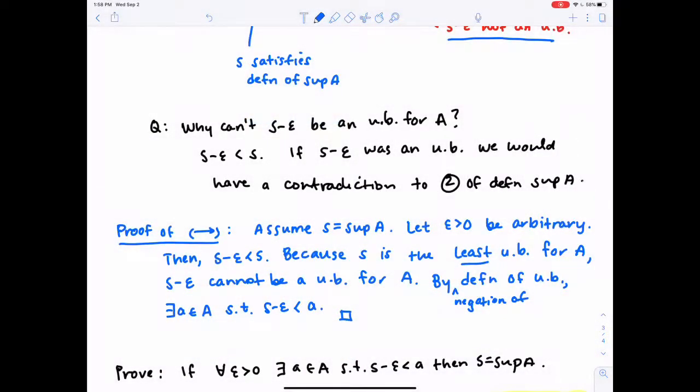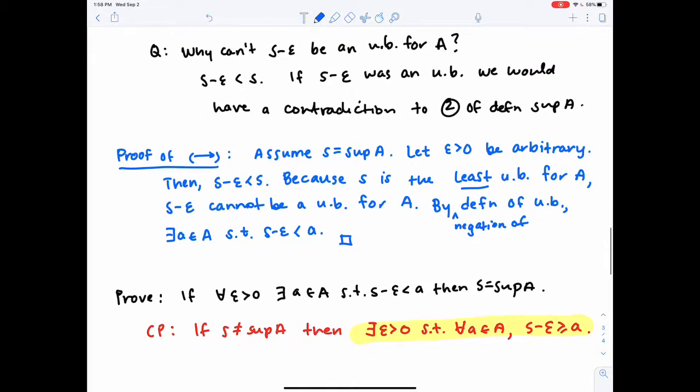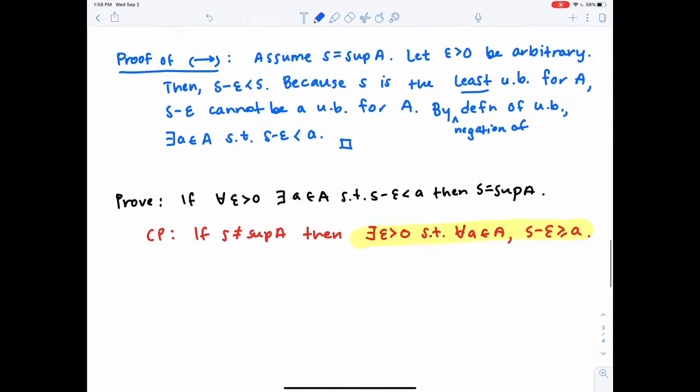So now we need to prove the backwards direction of the implication, and that's if for all epsilon there exists an A such that S minus epsilon is less than A, then S equals sup A. We could do it directly if we wanted, but I'm going to do it by contrapositive just as a review of another way to think. So remember how a contrapositive of an implication works. If P then Q, the contrapositive is if not Q then not P.